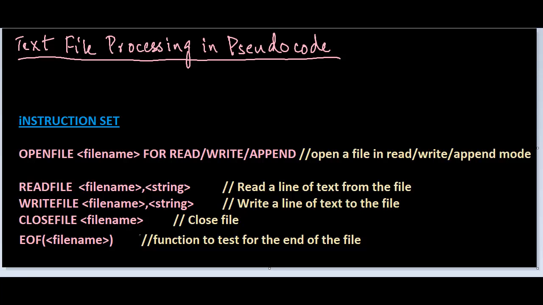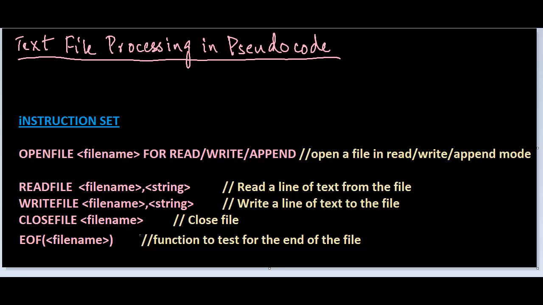The open file instruction is used to open a file, and a file can be opened in a read mode or the write mode or the append mode. So when we open a file, we also specify the mode in which we are going to be working with this file. The read file instruction allows us to read a line of text from the file.